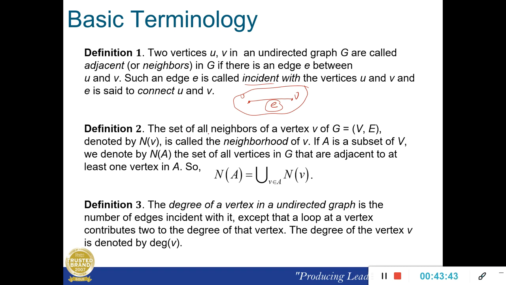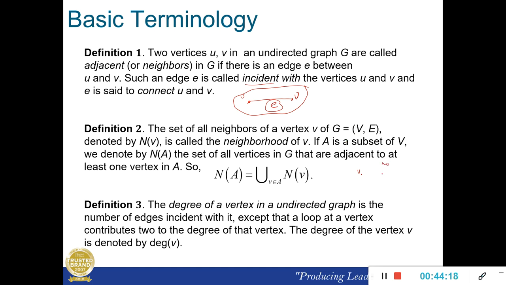Definition 2: the set of all neighbors of a vertex V of graph G, with set of vertices V and edges E, denoted by N(V), is called the neighborhood of V. If A is a subset of V, we denote by N(A) the set of all vertices in G that are adjacent to at least one vertex in A. So basically you have a V here, and it's called the neighbor of V.